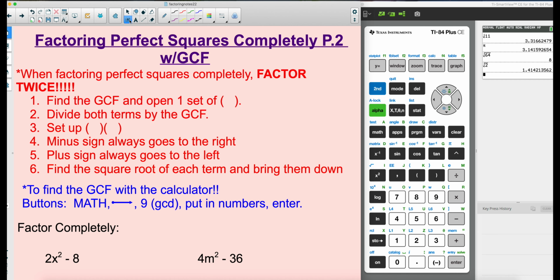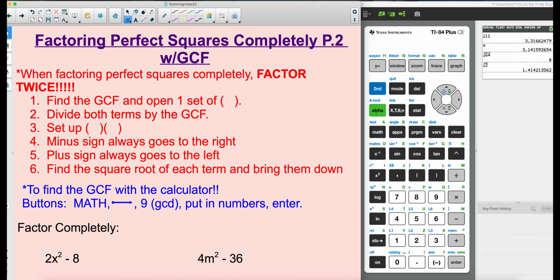Hey, what's up, guys? Welcome back to another Factoring Perfect Squares Completely. But now we're going to be factoring with the greatest common factor. All right, and I'll put a card up at the top of the screen that's going to talk about how to find the greatest common factor. We'll do a lesson on that.